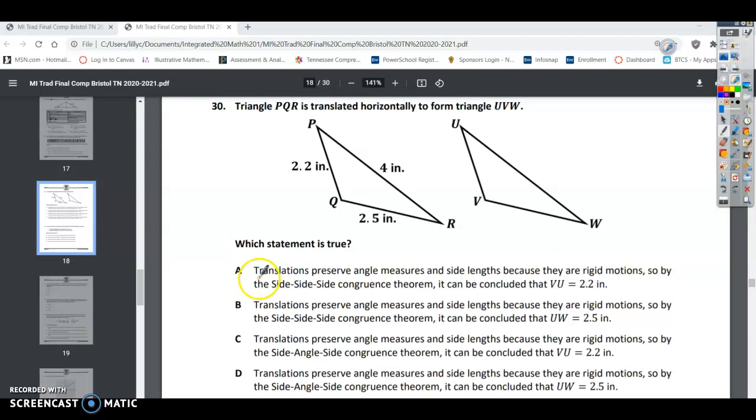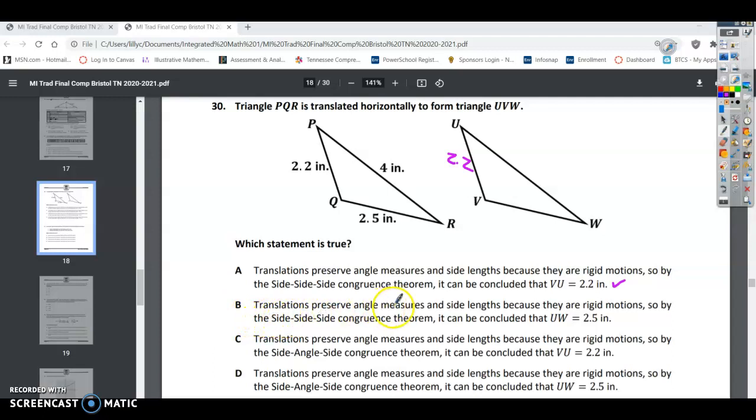All right, translations preserve angle measures and side lengths because they are rigid motions. So by the side congruent theorem, it can be concluded that VU is 2.2. PQ is 2.2, UV is 2.2, so this one looks correct. Let's see what the other ones say.